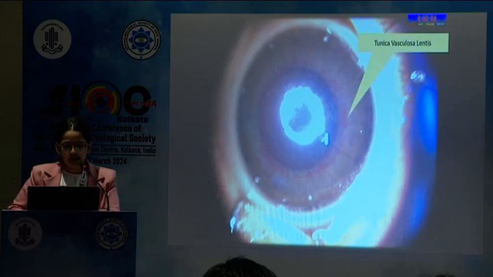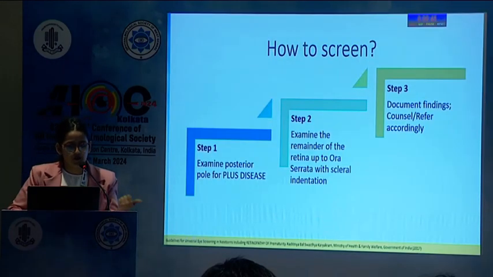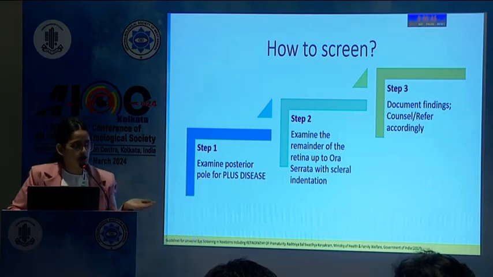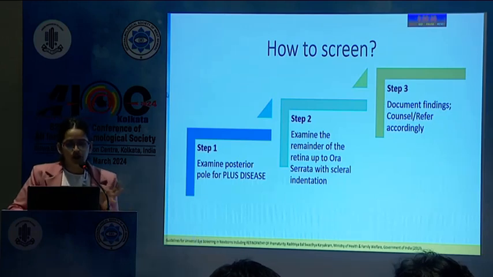And if you see this grave sign, tunica vasculosa lentis, you can assume that the child is unfortunately bearing aggressive disease. So how do you screen? In step 1, you examine the posterior pole, then you examine the remainder of the retina up to the ora serrata in each quadrant, and scleral indentation is to be done. You document your findings well and then counsel and refer accordingly.